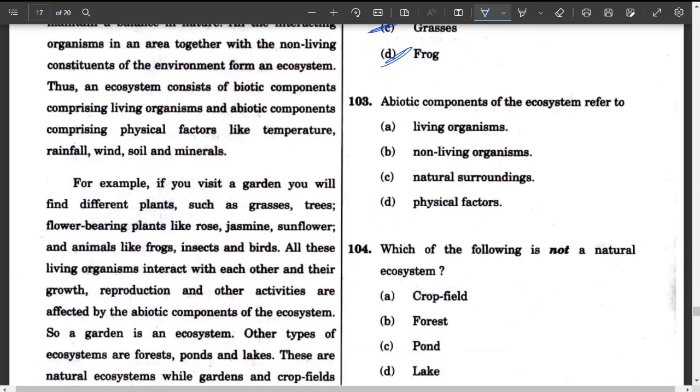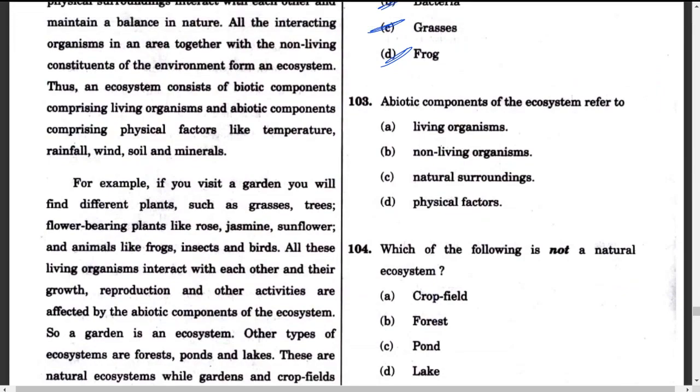Abiotic components of the ecosystem refer to what? Where is it? Okay, look at this. Thus, an ecosystem consists of biotic components comprising living organisms and abiotic components comprising physical factors. So, abiotic components of the ecosystem refer to physical factors. Okay, next.